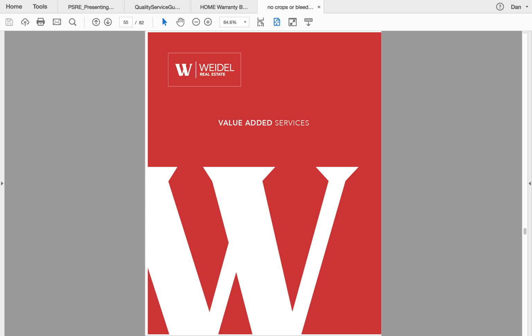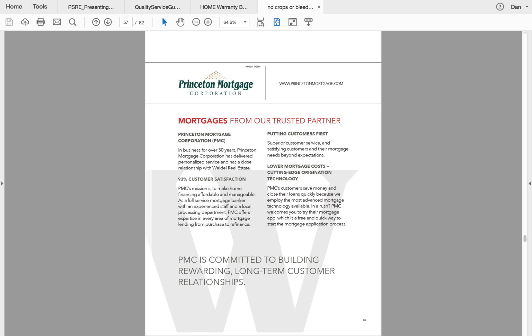And now I'm at page 57 of the consultation book, or page 59 of the instruction manual. And this is the Princeton Mortgage Corporation page. And all we're going to say about this is that Princeton Mortgage Corporation is a full-service mortgage provider. But what they are is committed to making the sale for Weidel. So if we are involved in the mortgage, there is an added incentive for the mortgage company to help, if there are any problems with the sale, to make it work the best way they possibly can.